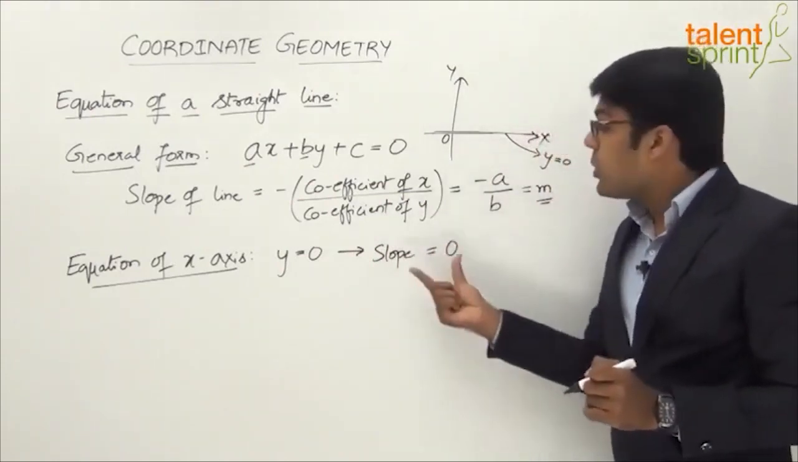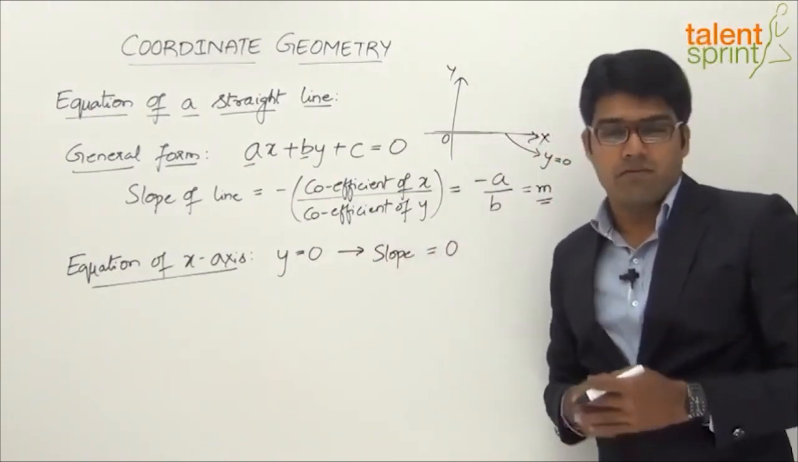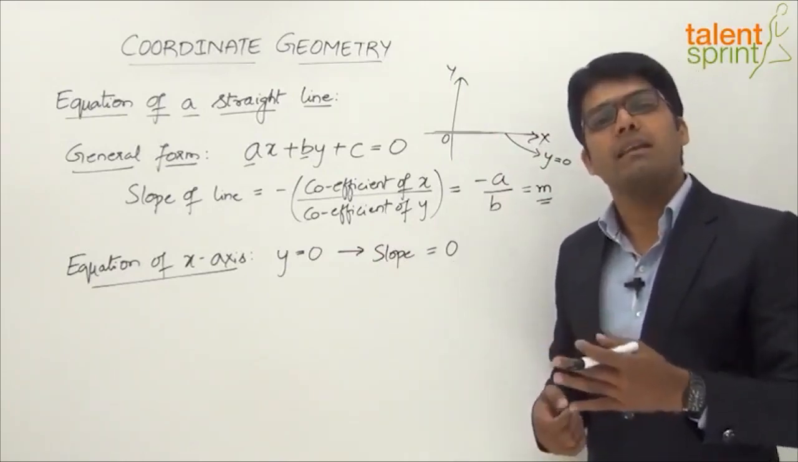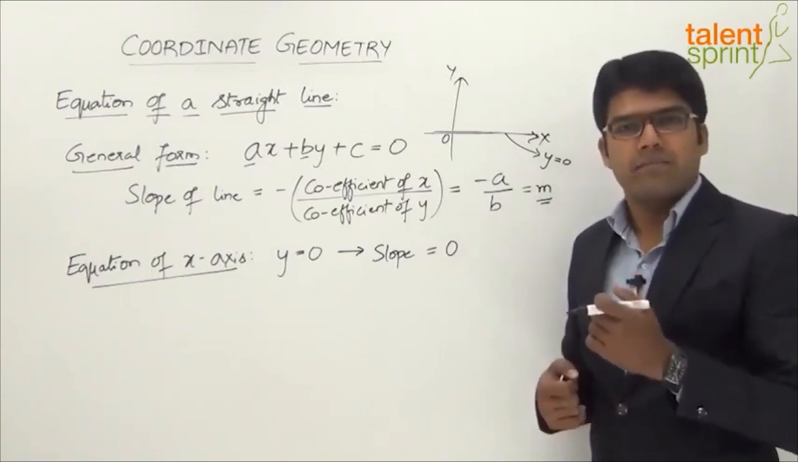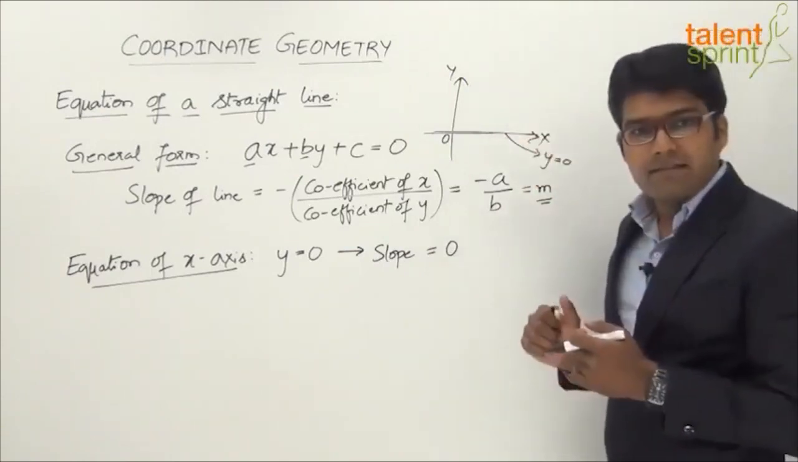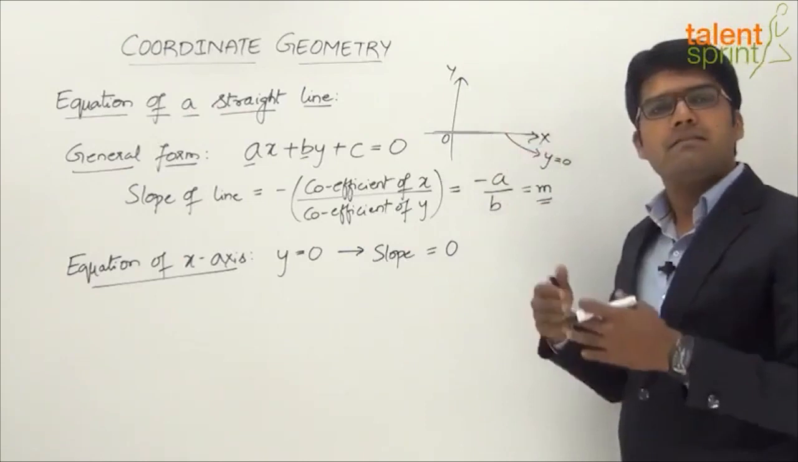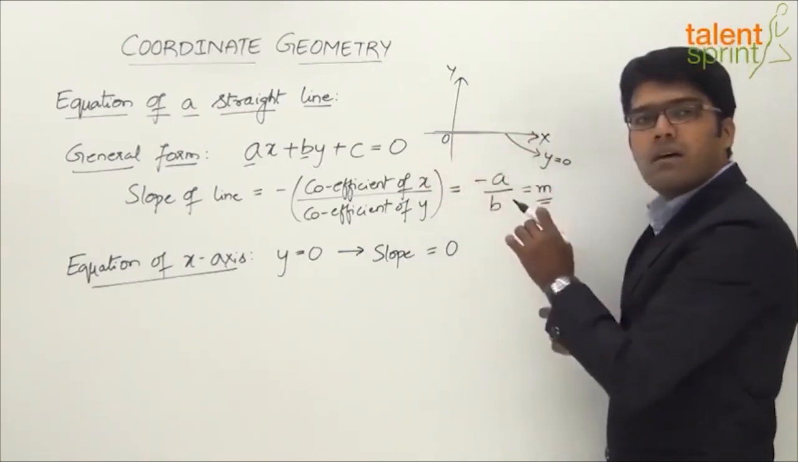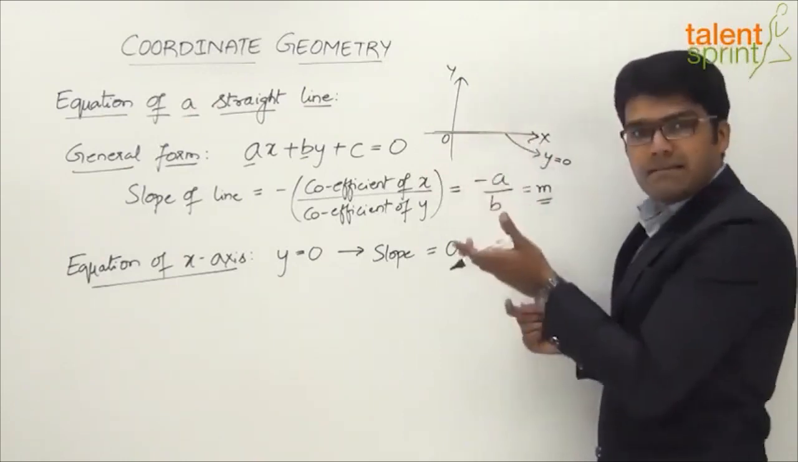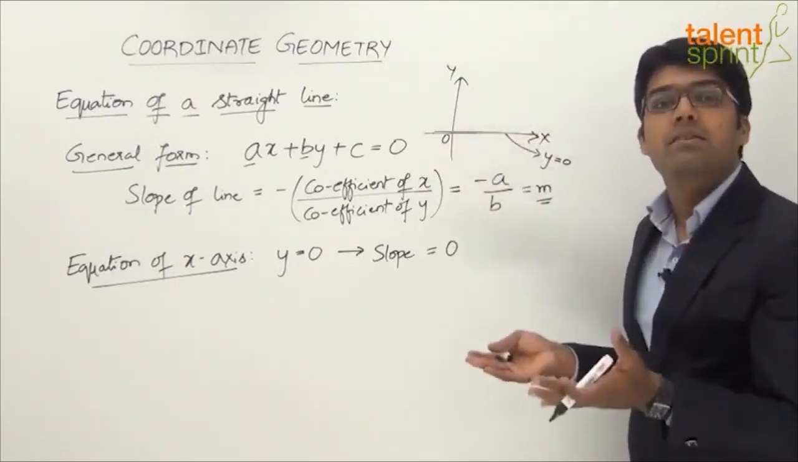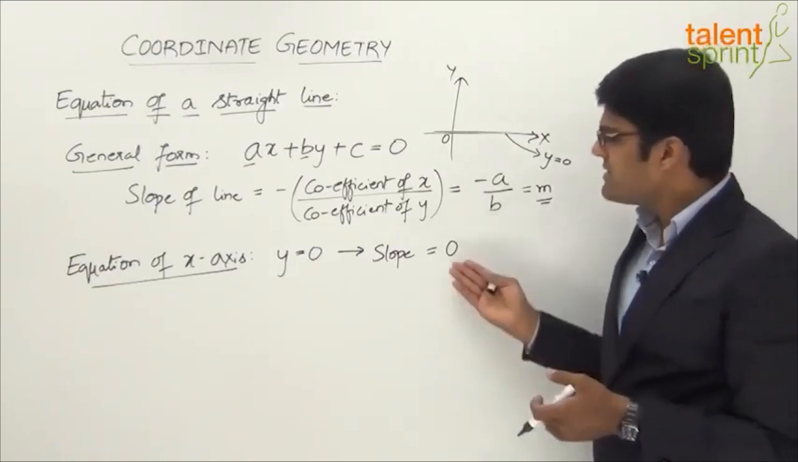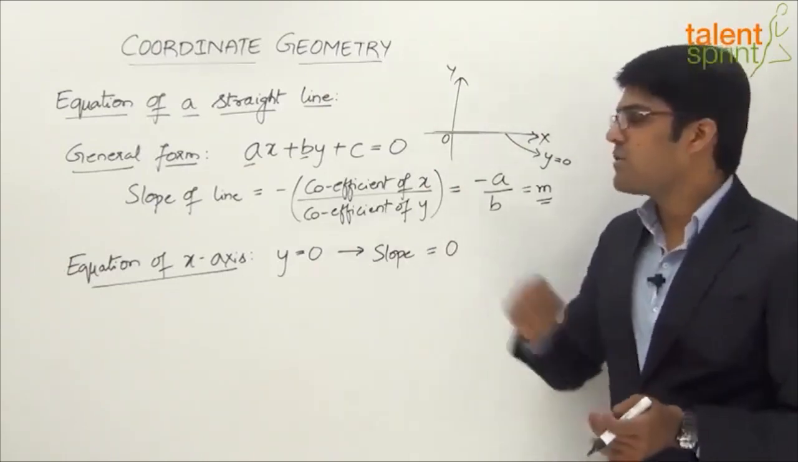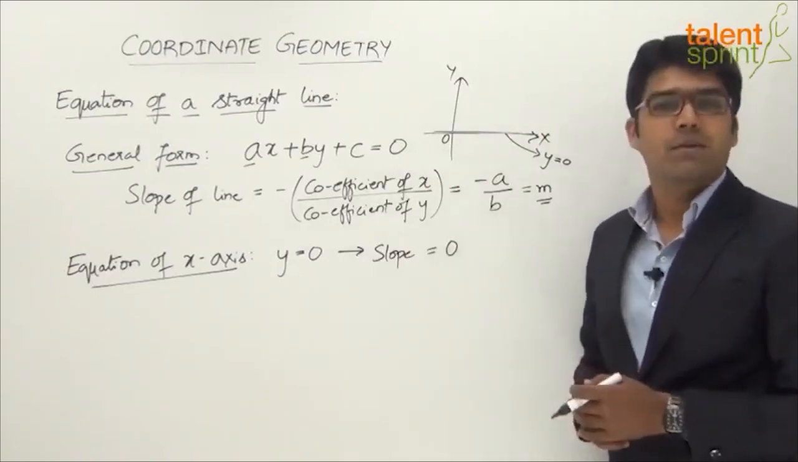There is another way to understand why the slope is 0. We have understood that slope is tan theta, where theta is the angle made by the line with x-axis. Now for x-axis, what is the angle of inclination? 0. There is no inclination for x-axis with x-axis, it is one and the same. So the angle is 0, and tan 0 is equal to 0. Hence the slope of x-axis is 0. So the equation is y equal to 0 and the slope is equal to 0.